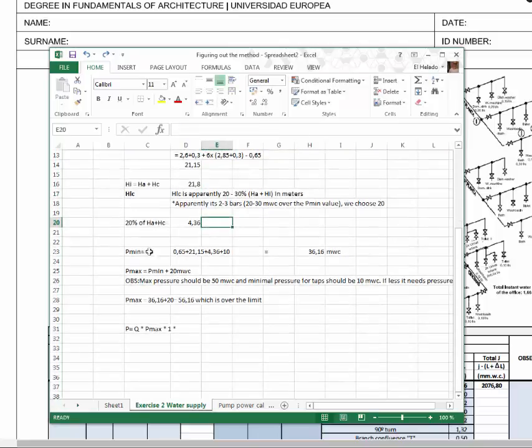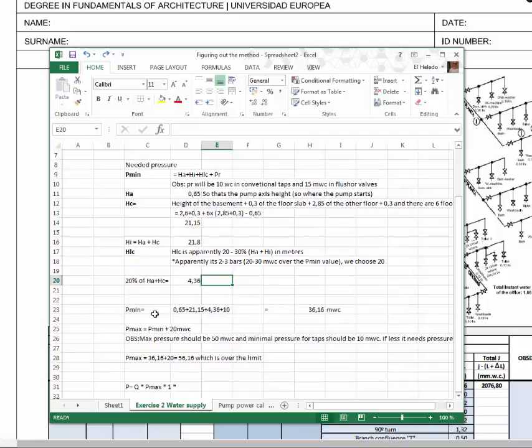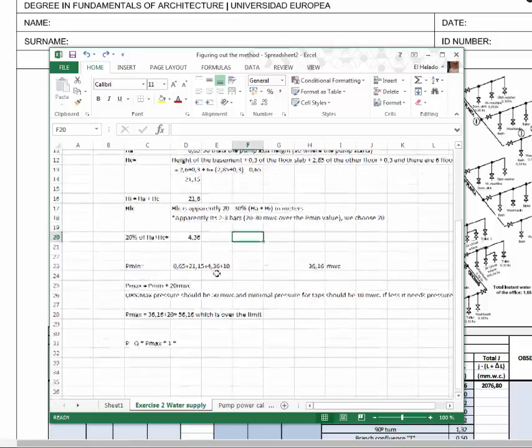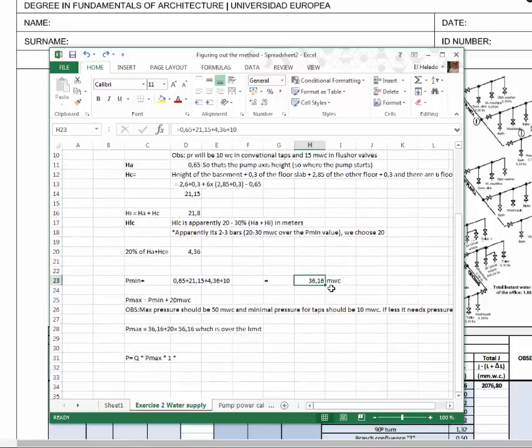Whatever. So you take the P min, finally, which is the height of the pump plus the total height of the building plus 20% of that plus 10, which is the normal, I think, for the tap. I know it's supposed to be for the tap, but I'm not sure. That's why I had 10. So in this case, it's 36.16.